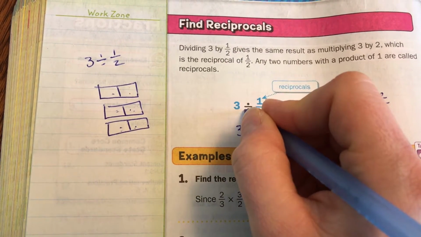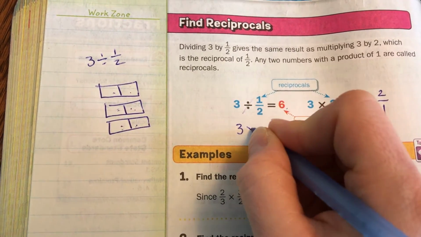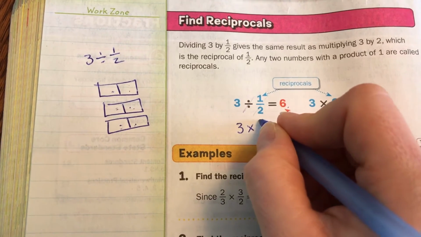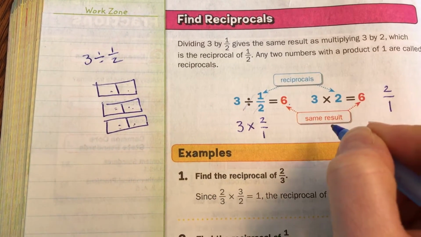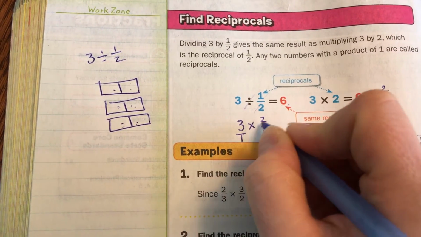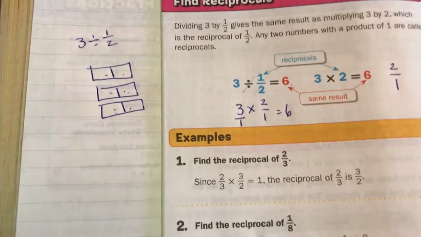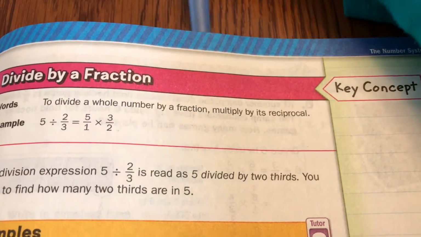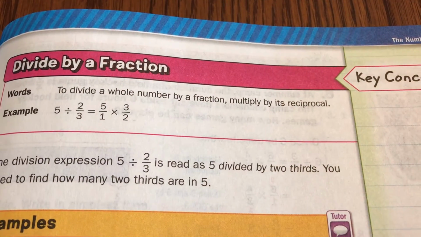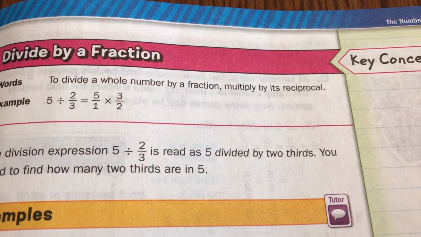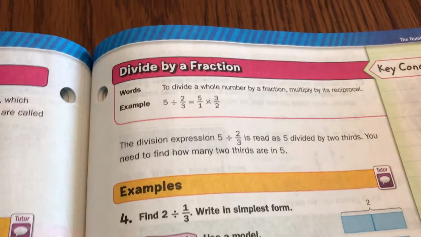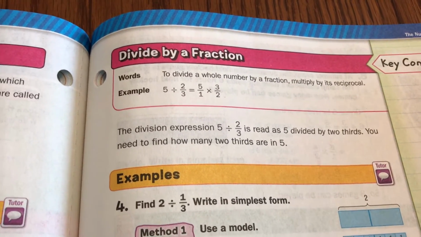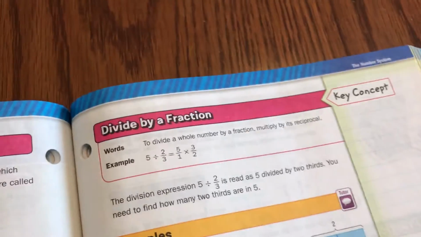3, change division to multiplication. Change 1/2 to the reciprocal. Look at this. 3 times 2 is 6. So the rule is, when dividing by a fraction, you can multiply by its reciprocal. So we know how to multiply. We're experts by now at multiplying. So this makes division super easy. We don't even have to divide. We just find the reciprocal and multiply.